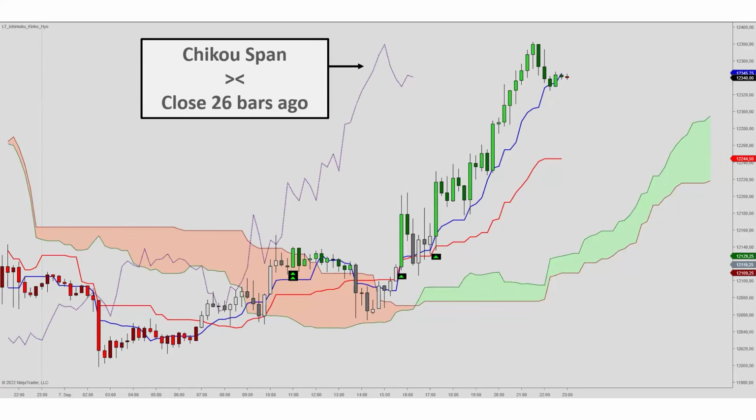And then the Chikou span, the final component here. That's the current closing price displaced 26 bars backwards. And that is used as a momentum filter. For long trades, the Chikou span should be above where the market traded 26 bars ago. And for shorts, vice versa, it should be below. Just a simple way to see whether momentum is supporting your trade here.